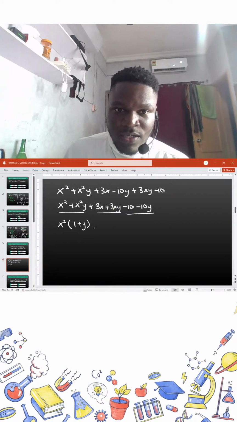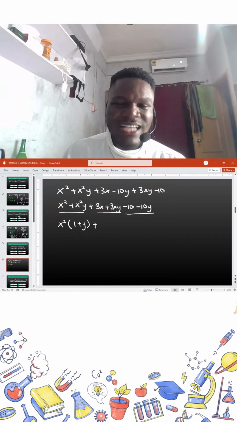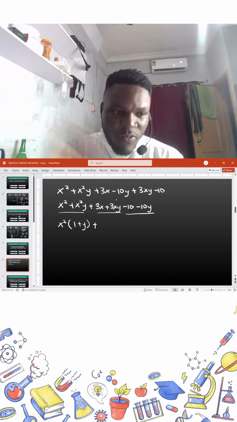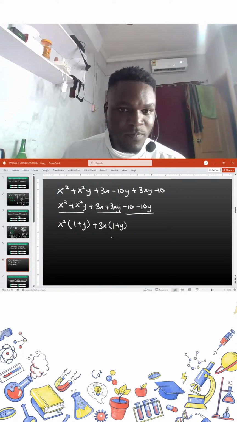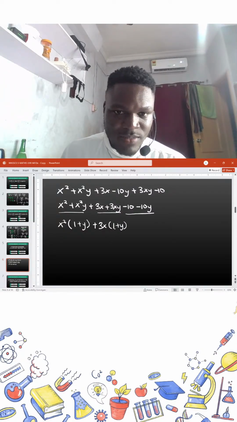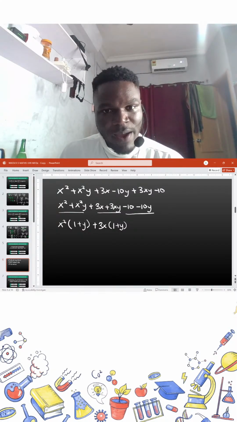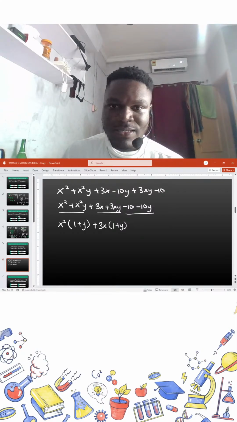Are we okay? So now from here, I have here plus. Now between the next two, which is 3x plus 3xy, 3x is common. So I'll factor that 3x out. So I'll have here 3x into bracket. Then I still have 1 plus y over here. Because if I use the 3x multiplied by 1, I have 3x. 3x multiplied by y, I have 3xy over here. Okay, I hope we get it up until this point.